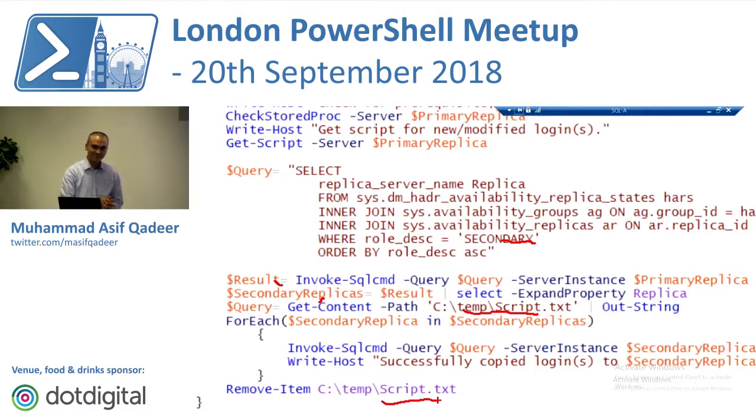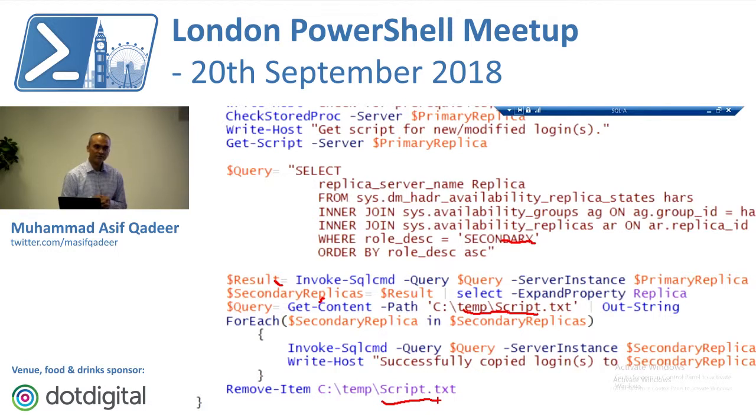Any question on this one? Yeah. It can be ordered by replica name as well. It doesn't matter, because it will just pick up the secondary replicas.